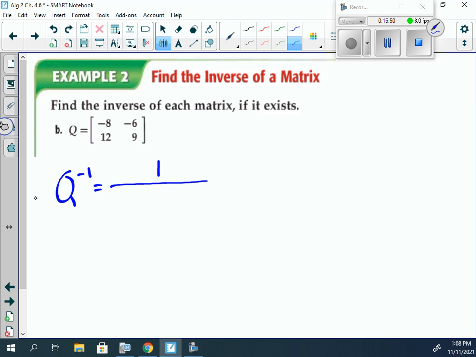We can. Let's do this one by hand with the next one in the calculator. Is there something I want to show with this one? So our first numbers would be -8 times 9. And then we'd have -6 times 12. Because our determinant would be -8 times 9 minus -6 times 12.